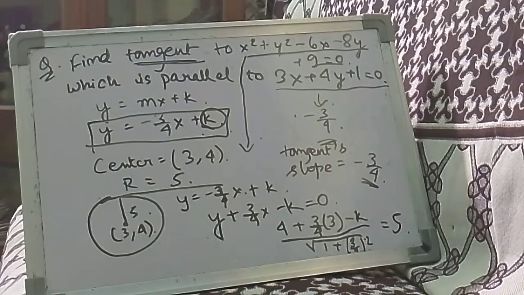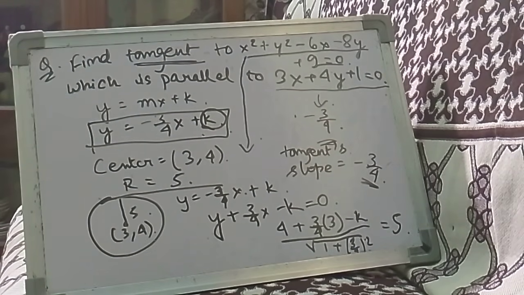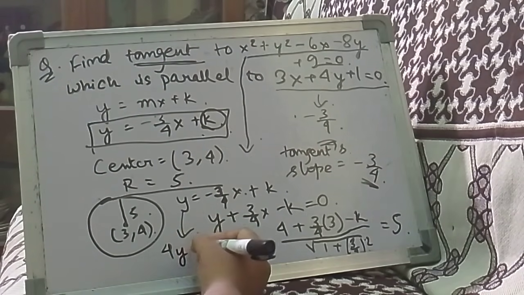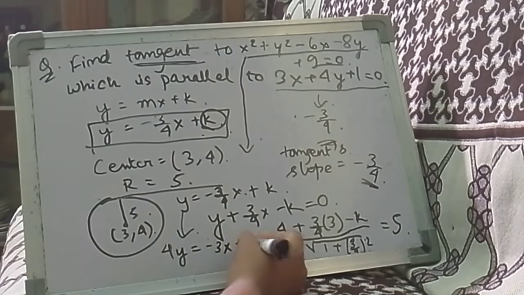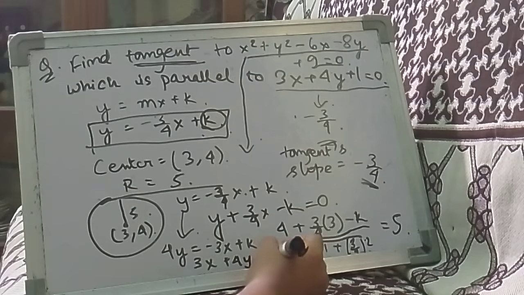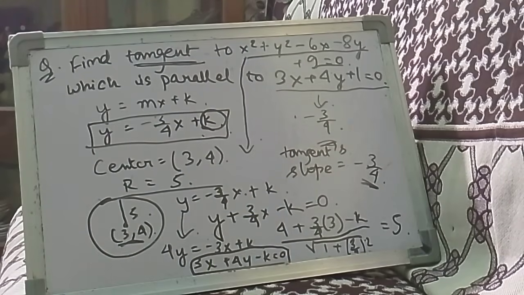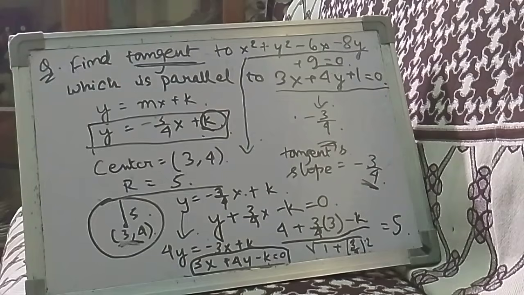So let's solve this. Let's evaluate this, so it will be easy. 4y equals to minus 3x plus k. So it becomes 3x plus 4y minus k equals to 0. Now put the value of 3, 4 in this equation, it will be easier. So this is the equation. Remember this equation, 3x plus 4y minus k equals to 0, and this is the point. So let's solve this.